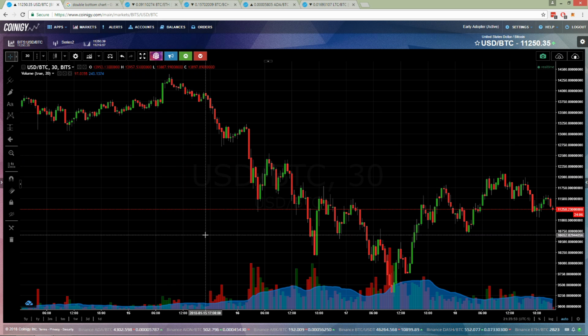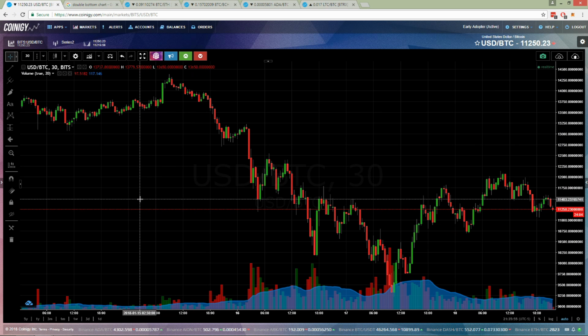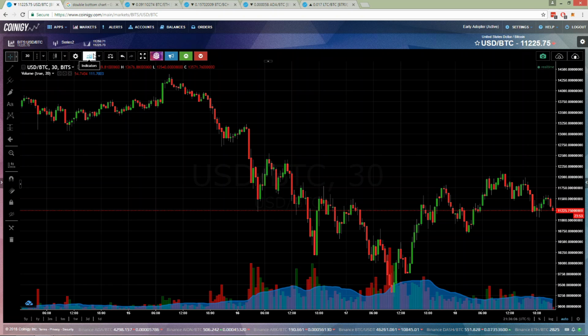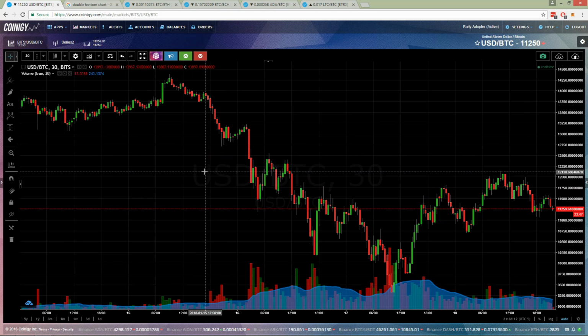One of the most overlooked things that people don't look at is volume. They think you need some fancy indicators and some special technical analysis, and it's just not the case. Indicators can help you a lot, but one of the most important ones is volume. So let's take a look at this chart.